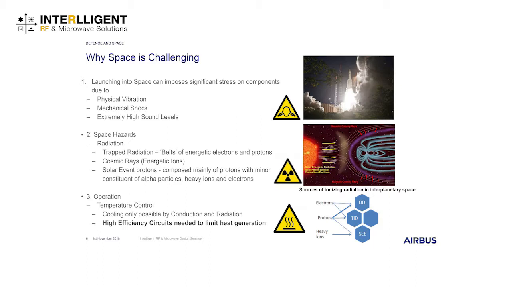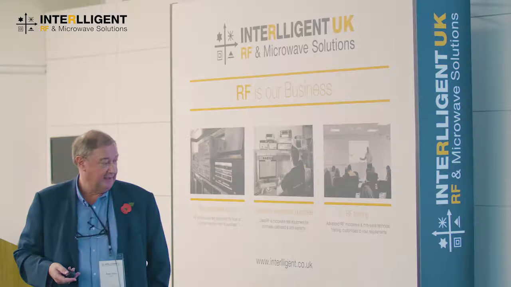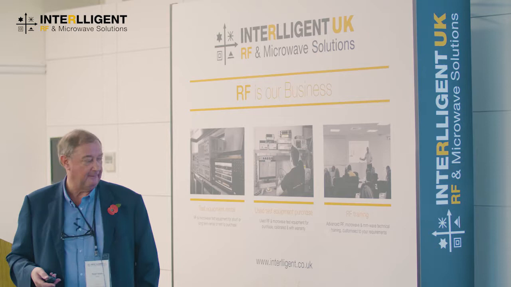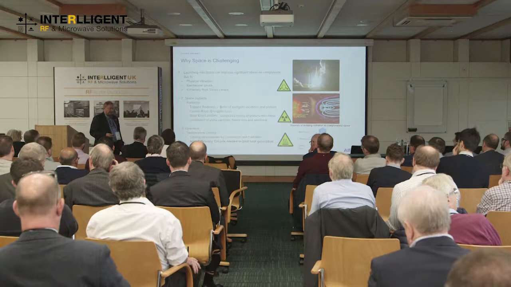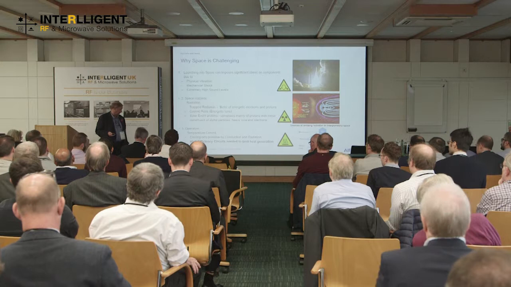If we're out at geostationary orbits, we have to worry about single event effects caused by heavy ions. And the other big issue, something that often people get confused about, is temperature control. Because the only way we can control the temperature is really by radiation and conduction. So we have to move the heat around the satellite.